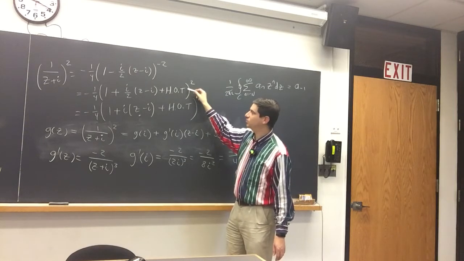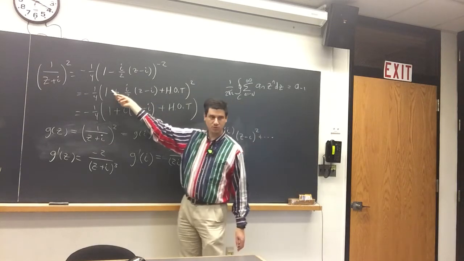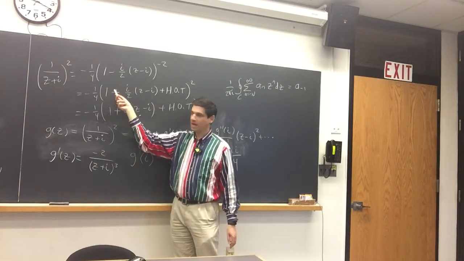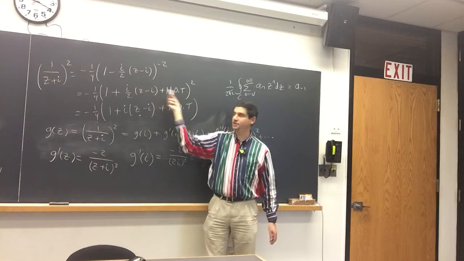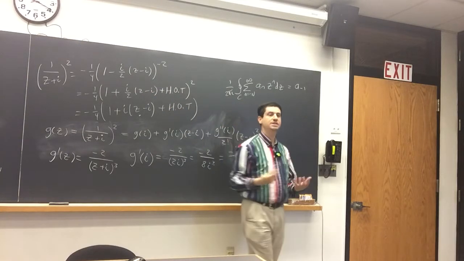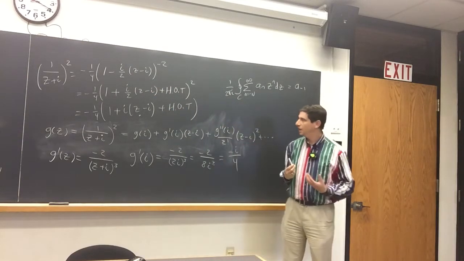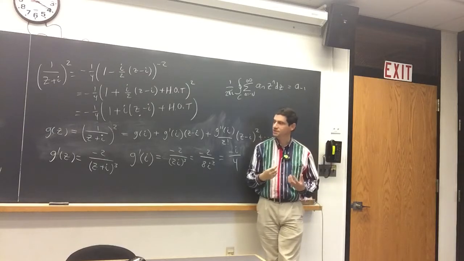Oh, and what happens when I square this? I get 1 times 1, then double the cross term. And then whenever 1 hits this or this hits this, that's a higher order term. When this hits itself, it's a higher order term. I only need to keep things up to first power in z minus i.